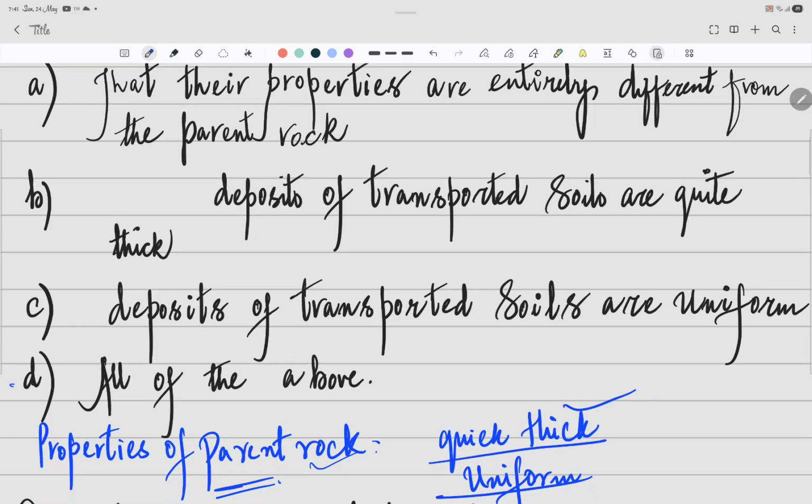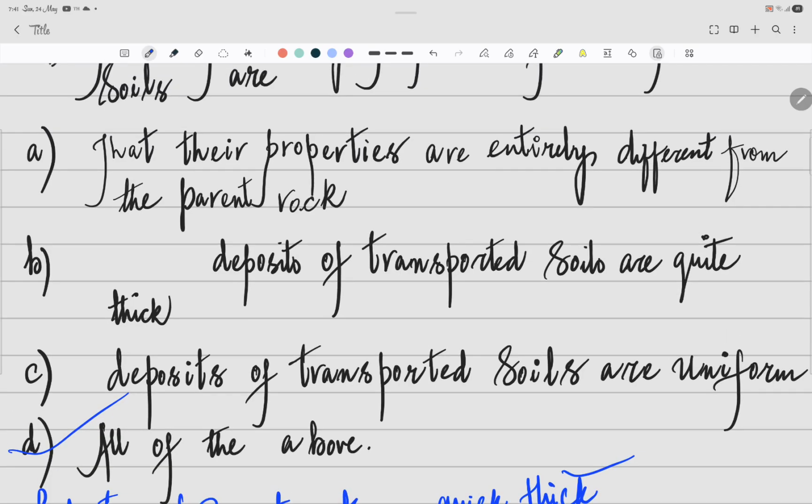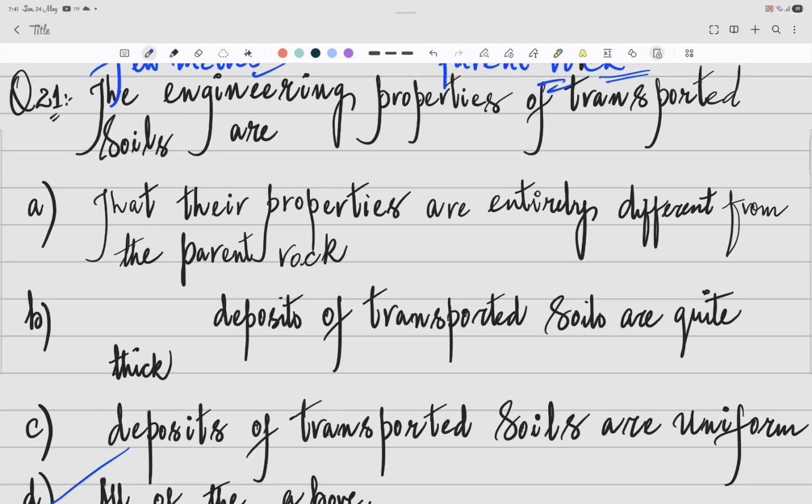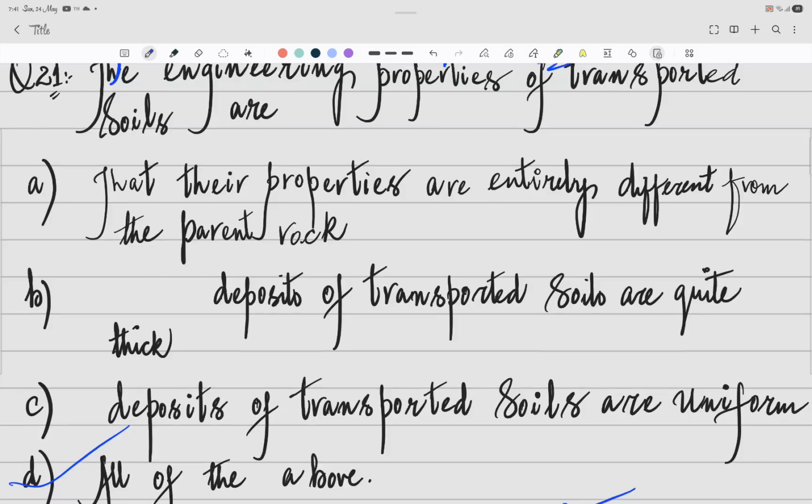The answer is all of the above, as we learned that the engineering properties of transported soils are entirely different from the properties of the rock at the place of deposition. Deposits of transported soils are quite thick and are usually uniform, and most of the soil deposits with which a geotechnical engineer has to deal are the transported soils. All right, so this was about this question.